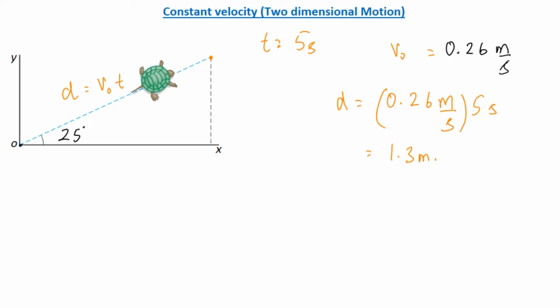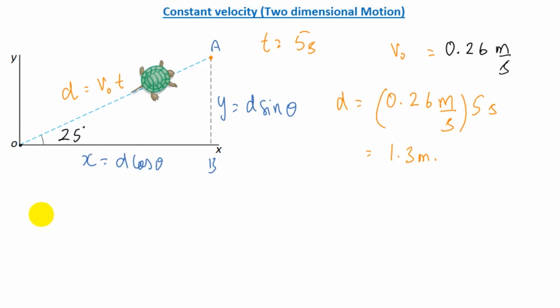Now we have to calculate how much the turtle has traveled in x and y direction respectively. So you can see this triangle, let it be OAB. Now AB is the distance that the turtle has traveled in the y direction, and OB is the distance that the turtle has traveled in the x direction. So this distance will be d cosine theta, right? And this will be d sine theta. From our trigonometric formulas we can write this.